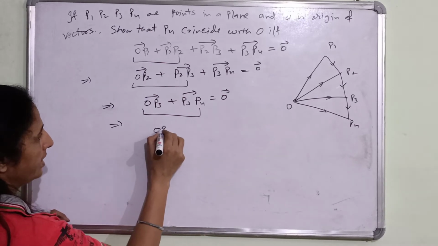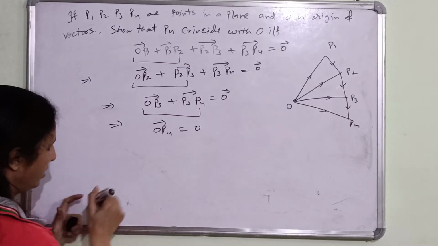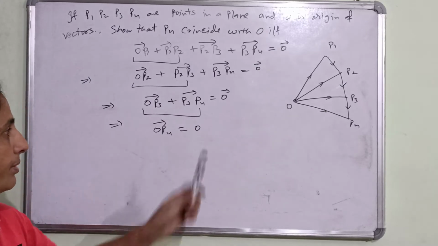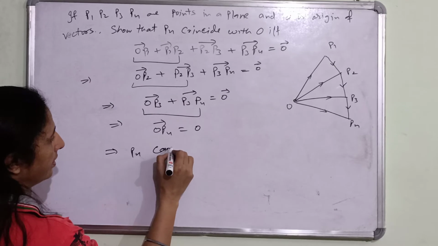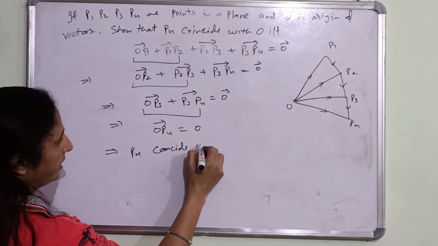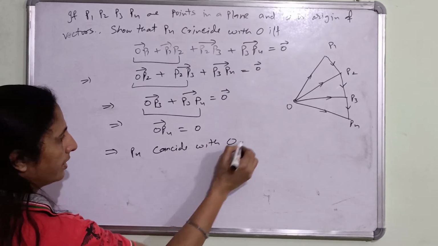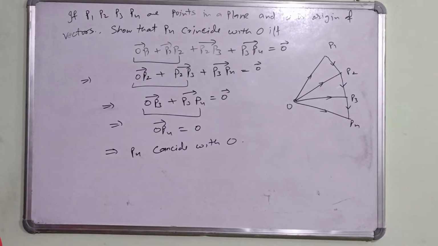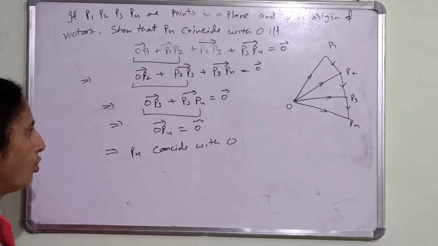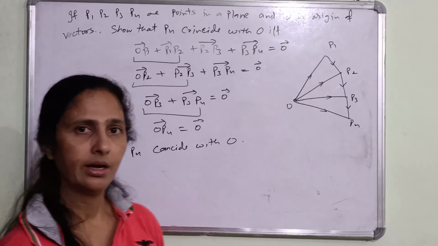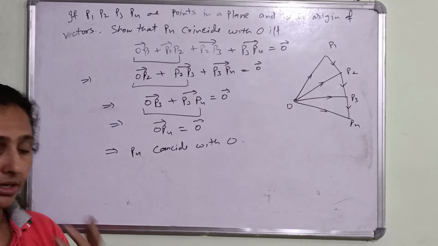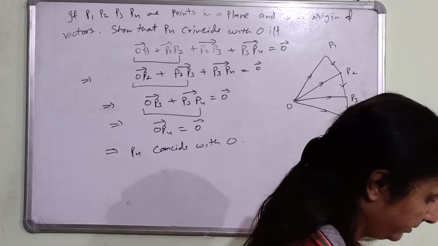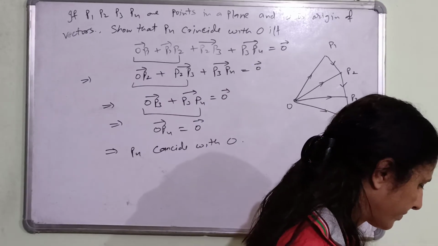It means OP4 is equal to 0. OP4 is equal to 0. It means P4 coincides with O. Clear? Because OP4 is equal to 0 vector, P4 coincides with O. So obviously this is coincident. Is that clear? In this way we have shown this. So next, take one more example.